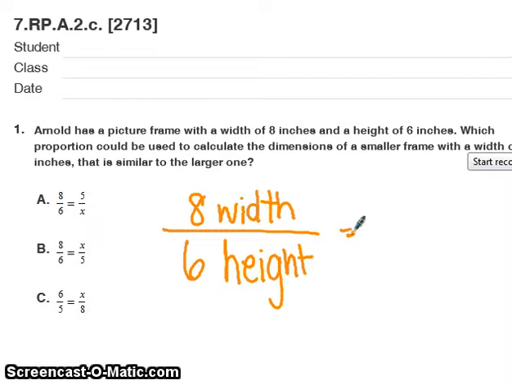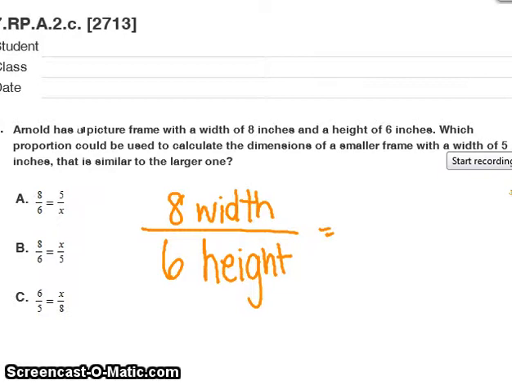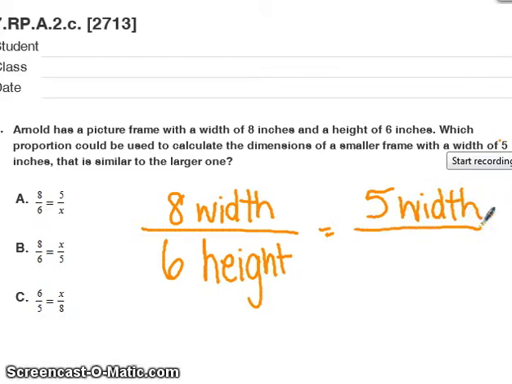Which proportion could be used to calculate the dimensions of a smaller frame with a width of, that got cut out of our screen here, 5 inches that is similar to the larger one. So we need a width of 5. So 5 is our width. It needs to stay consistent in setting up our ratio. And let's use H to represent height.